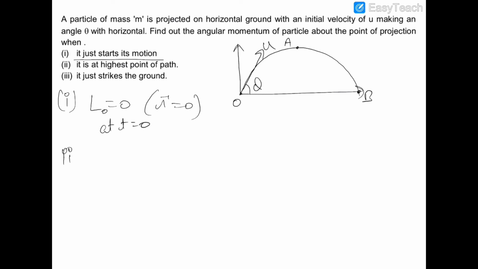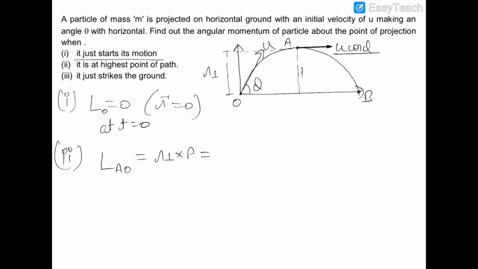Now in the second case, when the particle is at the highest point, you can see that at the highest point the particle has only one velocity, which is u cos theta, the horizontal velocity. Hence the angular momentum of the particle can be calculated by the formula L at A about O, which is equal to r perpendicular into momentum. So the momentum at point A is mu cos theta and the perpendicular distance is this one.